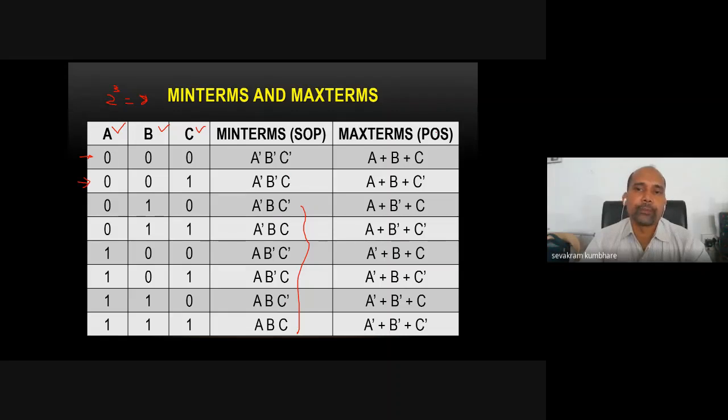Now product of sum, so maxterms. Whenever 0 is there, it is represented in uncomplemented form, and whenever 1 is there, it is represented in complemented form. Since A is equal to 0, we write only A, and in product of sum you have to take the sum. So A is equal to 0, so A plus B plus C. Then A plus B plus C bar, since C is equal to 1, it is represented as C bar. In the similar fashion, you can write down the remaining terms.